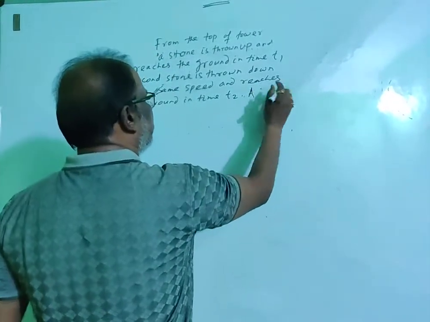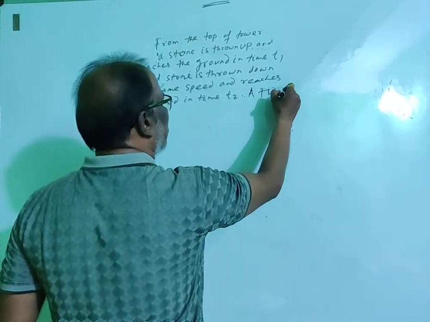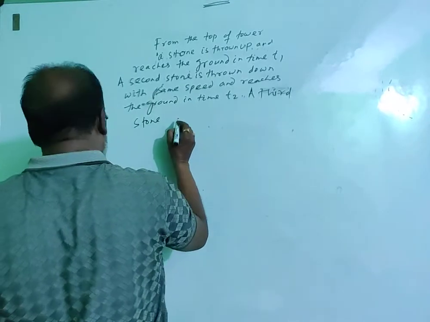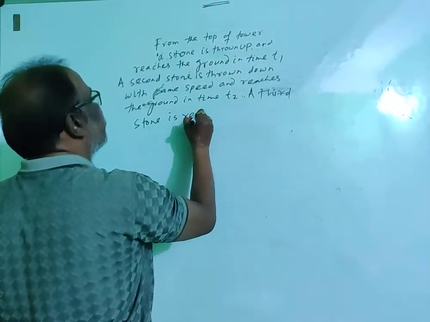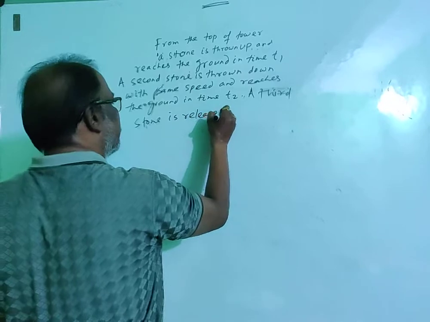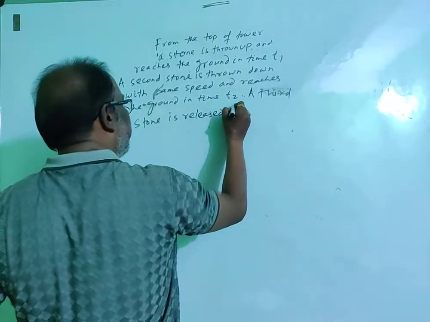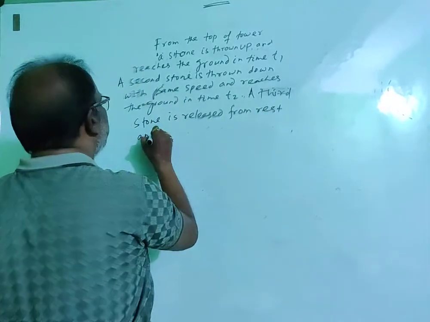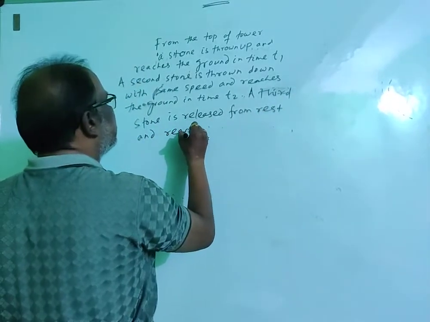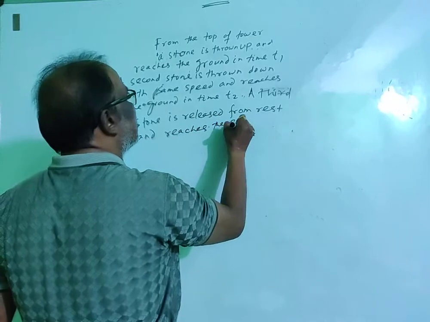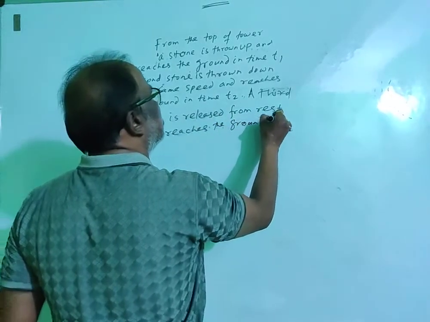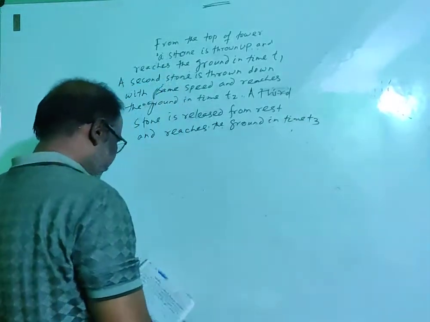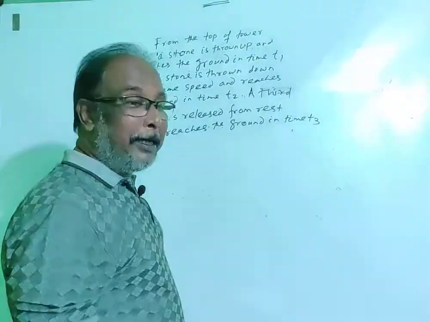A third stone, again another stone, is released from rest and reaches the ground in time t3. Okay. This is an objective type question.